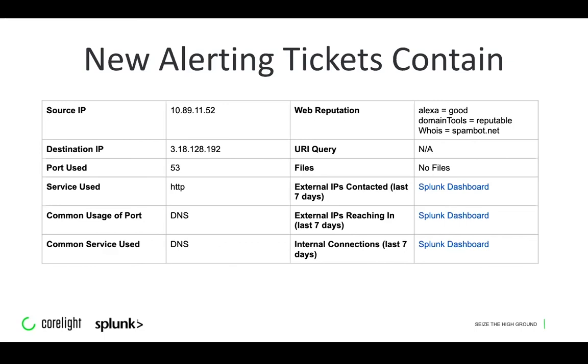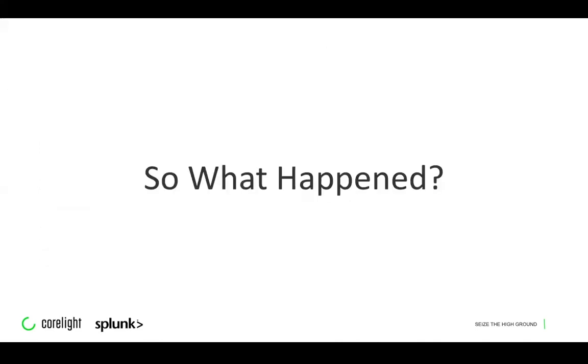And then, as we said, here's your dashboard information: external IPs being contacted, external IPs reaching into the network, and internal connections over the last 7 days. And so our tickets have vastly improved. And so the analysts can look at this and make a decision much faster than they used to be able to do. So what's happened? We've attempted to automate. We've written out our playbooks, attempted automation. So what have we seen?